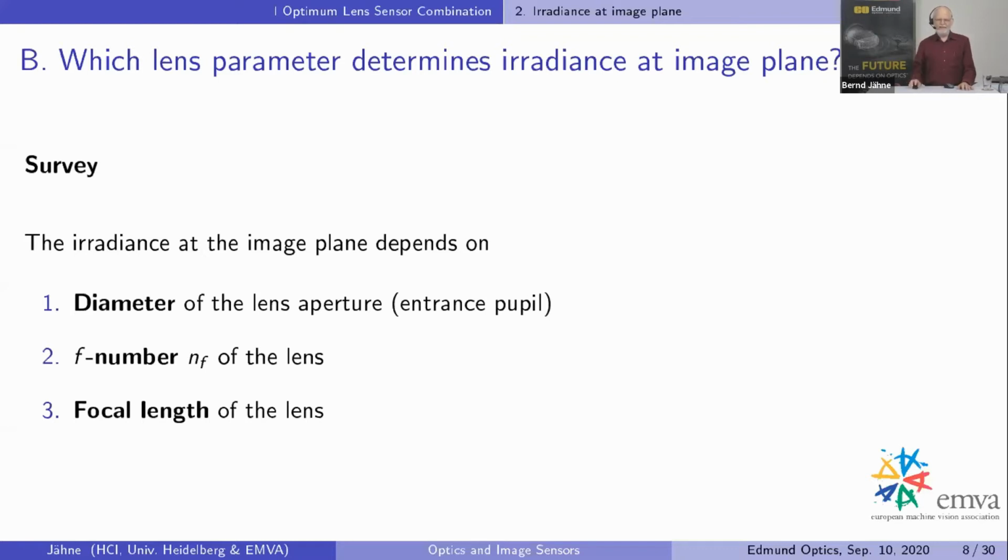And here I also see clearly that most of you actually gave the right answer. It is not actually the diameter of the entrance pupil. It is really the f number. And let's see how this is expressed now in equations again.